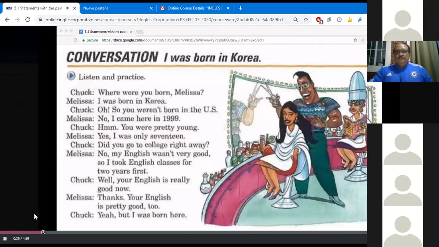Where were you born, Melissa? I was born in Korea. Oh, so you weren't born in the U.S.? No, I came here in 1999. You were pretty young. Yes, I was only 17. Did you go to college right away? No, my English wasn't very good, so I took English classes for 2 years first. Well, your English is really good now. Thanks. Your English is pretty good too. Yeah, but I was born here.